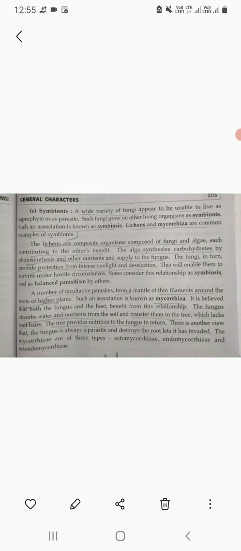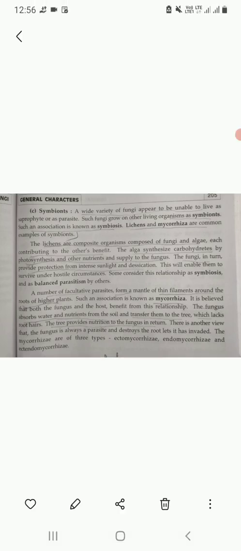One more thing is mycorrhizae. In some higher plants, some bigger trees, certain facultative parasites are present. These consist of very thin filaments in their roots, as the roots do not have any root hairs. These filaments help in the absorption of nutrients from the soil and transfer them to the tree. In that way the tree gets nutrition, and the tree provides nourishment to the fungi in return. These two, lichen as well as mycorrhizae, are examples of symbiotic association. Okay, thank you.